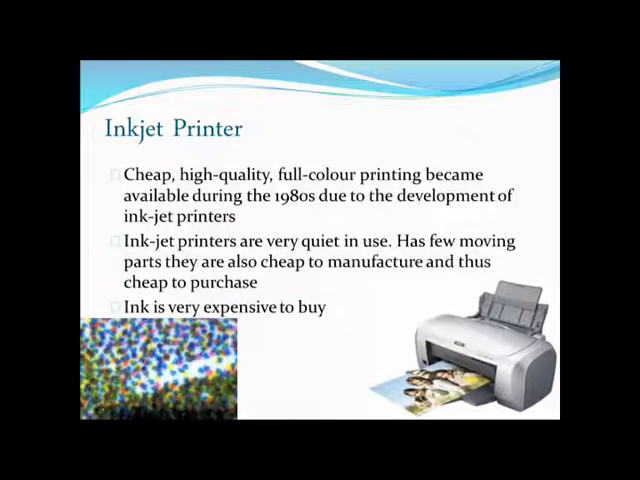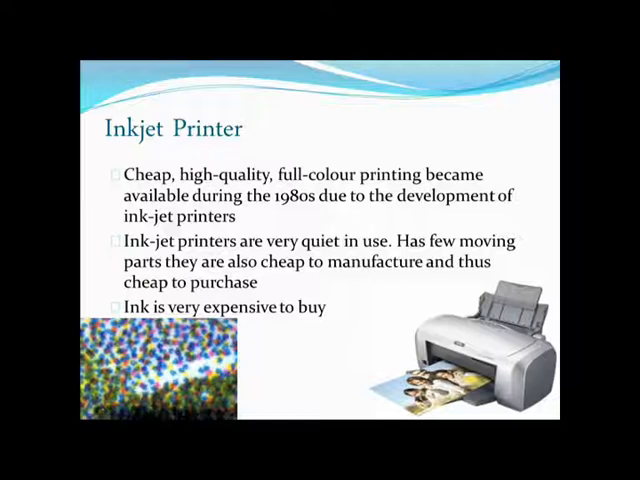Next we have inkjet printers. Cheap, high-quality, full-color printing became available during the 1980s due to the development of these inkjet printers. These printers have a similar printhead mechanism to a dot matrix printer. The printhead passes left and right across the paper. However, instead of using pins to hit inky marks onto the paper, the inkjet squirts tiny droplets of ink onto the surface of the paper.